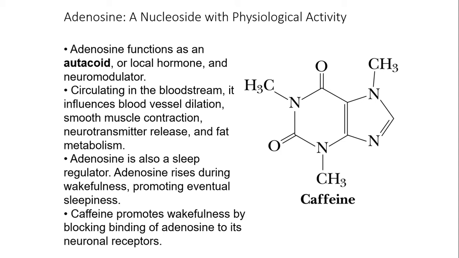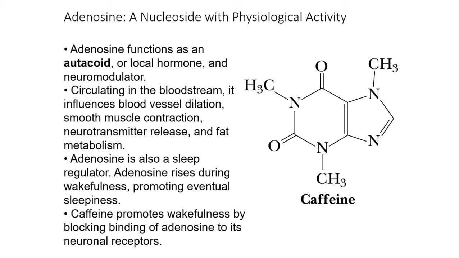So adenosine is also able to affect physiological activity. It functions as an autocoid, or a local hormone and neuromodulator. So it circulates in the bloodstream. It influences blood vessel dilation, smooth muscle contraction, neurotransmitter release, and fat metabolism. So this regulates sleep also.